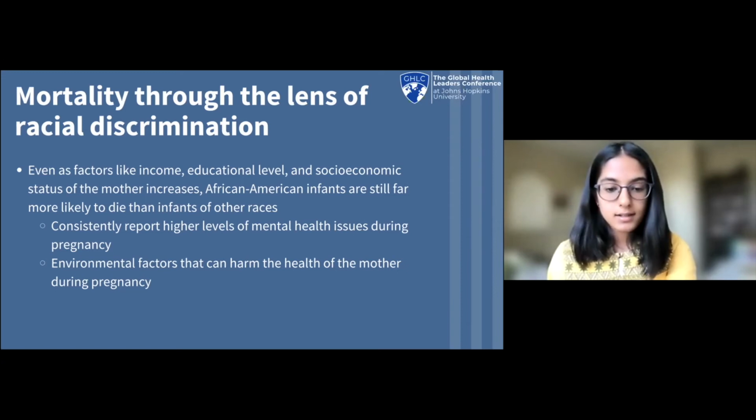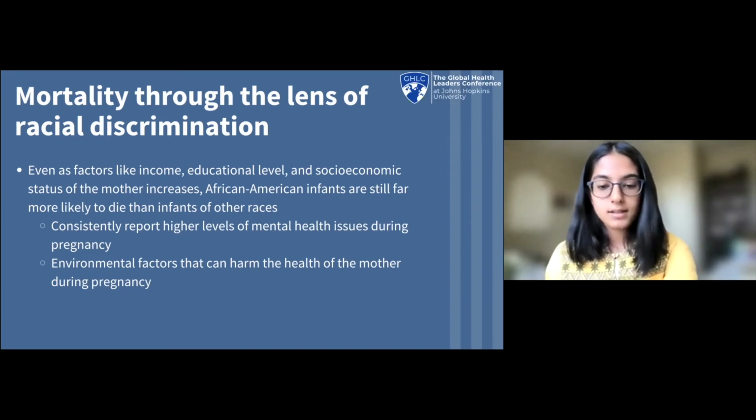Another major factor is the effects of the environment in communities of color. Communities of color are more likely to be located near busy roads, landfills, and air-polluting coal plants because of the systemic racism in the U.S. housing system over the span of generations. These environmental factors can harm the health of the mother during pregnancy.